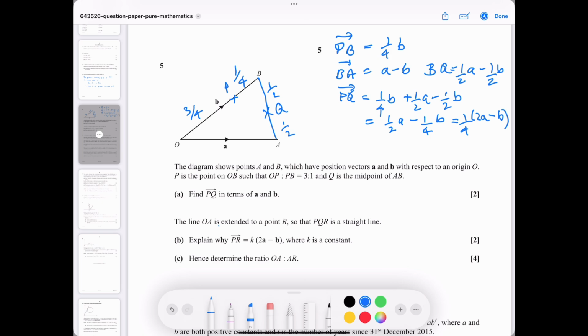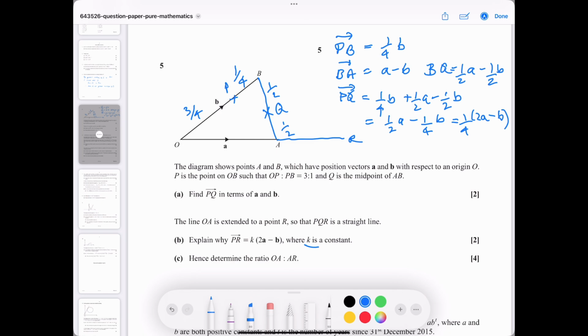Right, the line OA is extended to point R. And so PQR is a straight line. Oh, God. Well, yeah, I'm going to draw it in, but I can't be bothered. Explain why P to R is k times 2a minus b, where k is a constant.